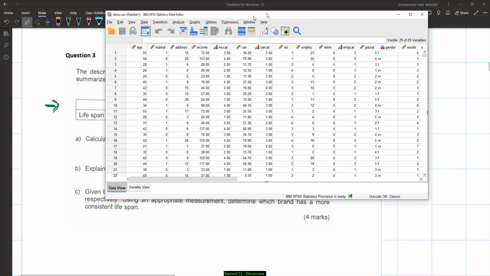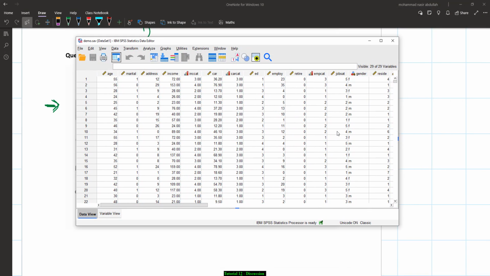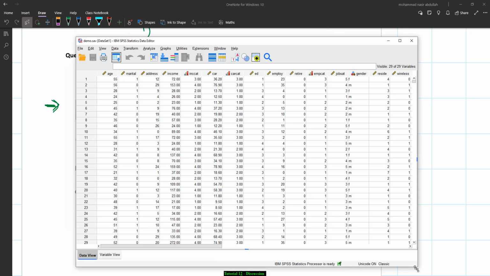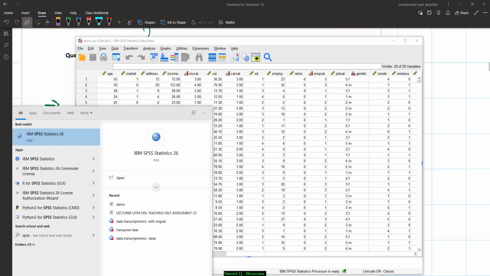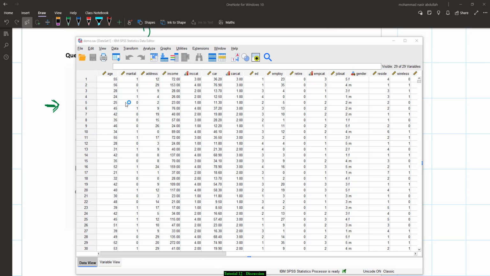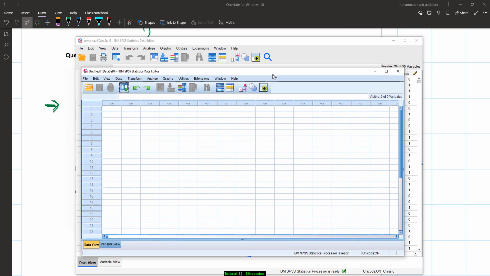So this is the interface of SPSS, the newer SPSS. It looks more professional compared to the old one. What version do you have? Hey, Muhammad Asri, what version do you have? That is terrible.